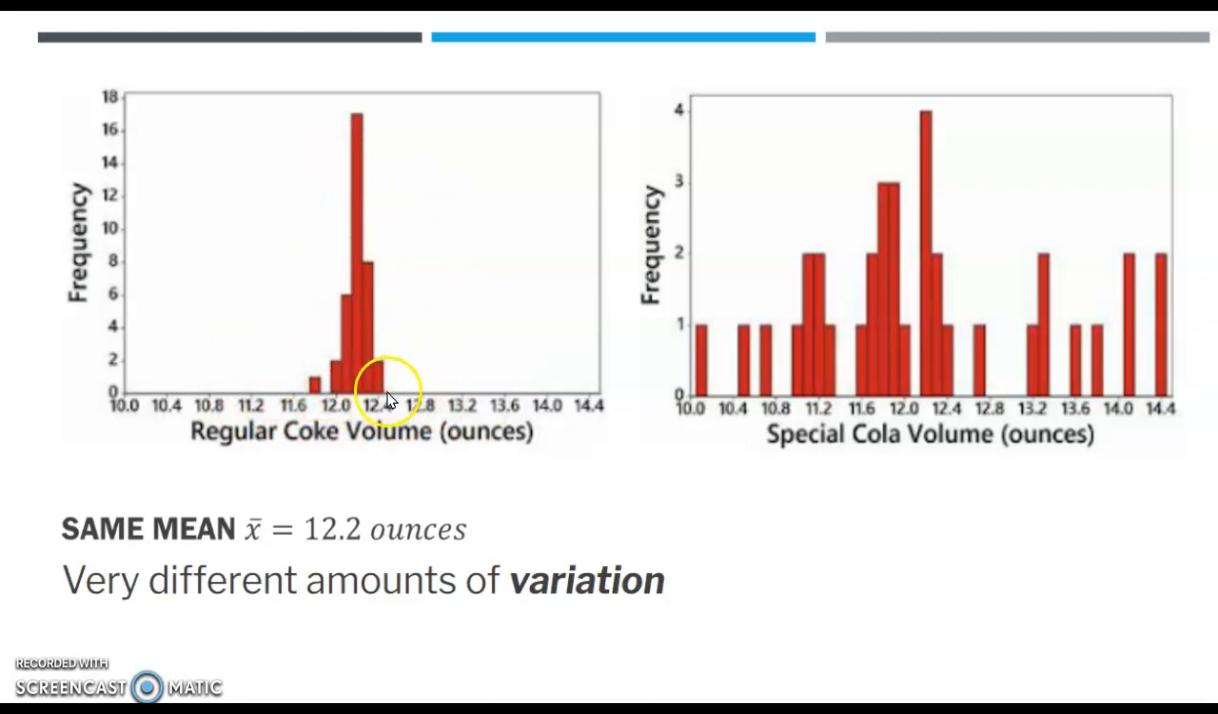You see there's not a lot of variability. Over here with the Special Cola, you don't know if you're going to get 14.4 ounces or 10 ounces. There's a large range. So range is also a measure of variation.